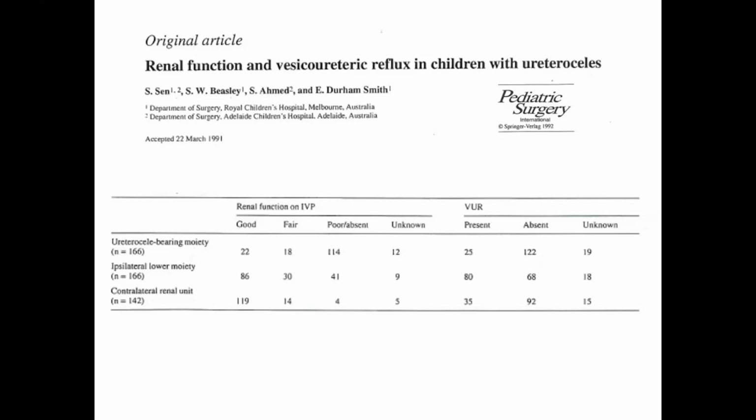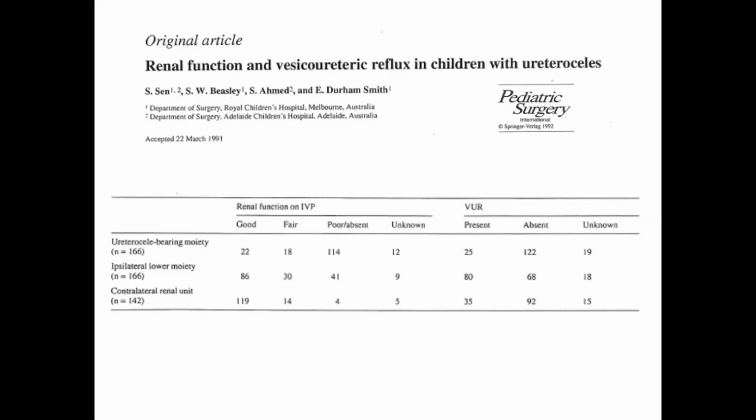So you can see, if you look at the function, that the ureterocele moiety typically has very poor function. Again, this is IVP, so it probably underestimates what's there, but even in an ideal situation with a duplication, the upper part of that kidney probably only does a third of the function on that side. Typically, the contralateral kidney and the ipsilateral lower pole have reasonable function, although oftentimes the lower pole has higher grade reflux, so that kidney didn't form well either.